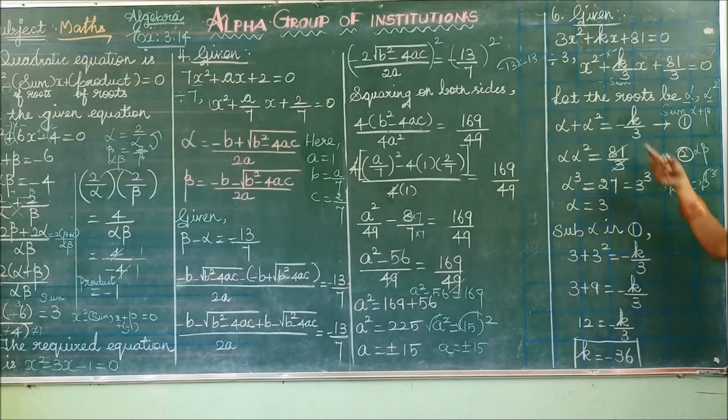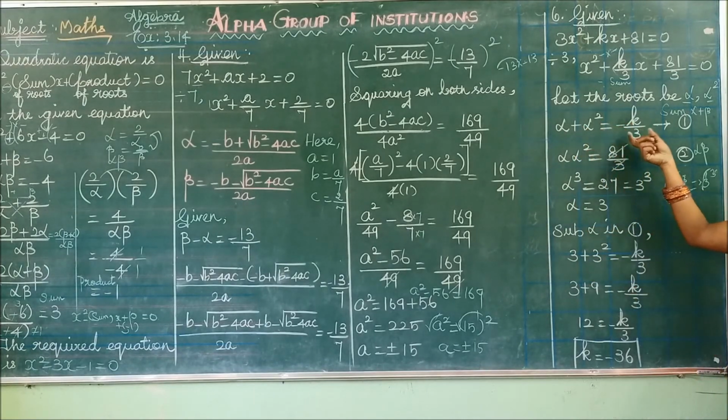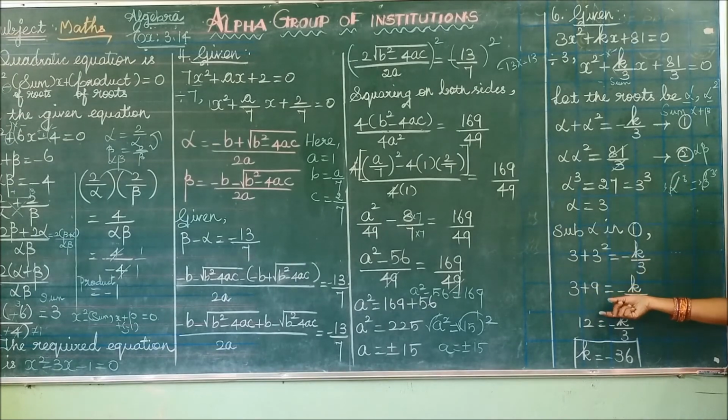So you can substitute this value in the first equation. So substituting alpha equal to 3 means 3 plus 3 square which is equal to minus k by 3. 3 plus 3 square can be written as 3 plus 9, which is 12, equal to minus k by 3. So you have to cross multiply here. You need only the value of k. So cross multiplying, 12 threes are 36. We need only the k value, so sign will be changed. Changed means k is equal to minus 36.